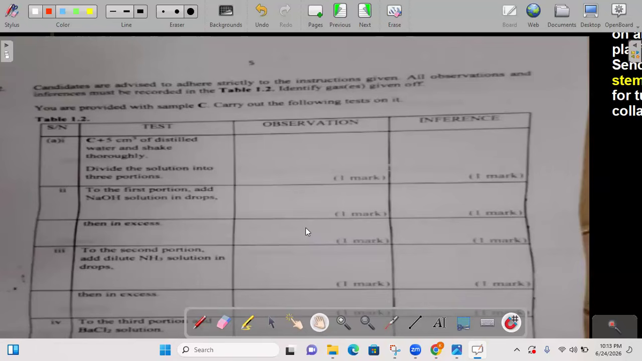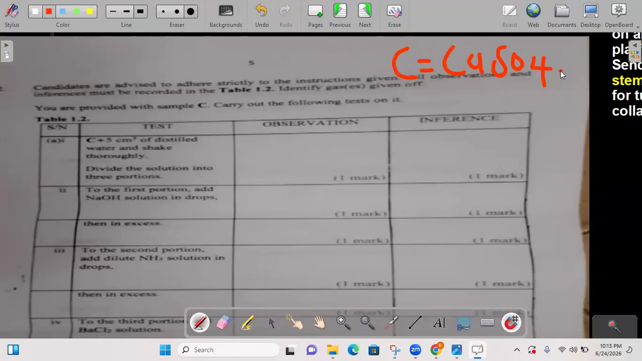Identify the gas or gases given off. You are provided with a sample C. Carry out the test on it. Sample C from the yellow paper is CuXO4. That is sample C. It's a blue substance.